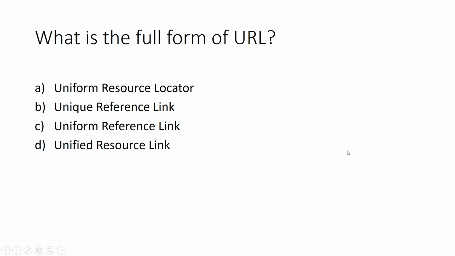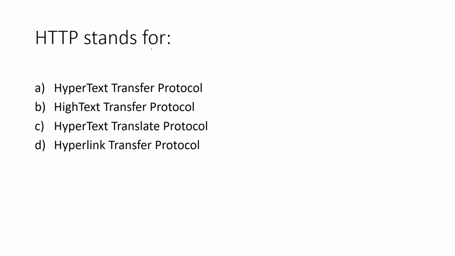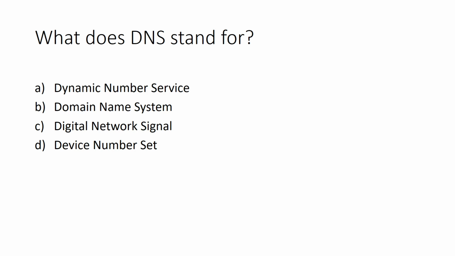So what is the full form of URL? URL means Uniform Resource Locator. HTTP means Hypertext Transfer Protocol, so option A. Now, what does DNS stand for? DNS means Domain Name System, the domains like .in, .au, .com. These are the domains.